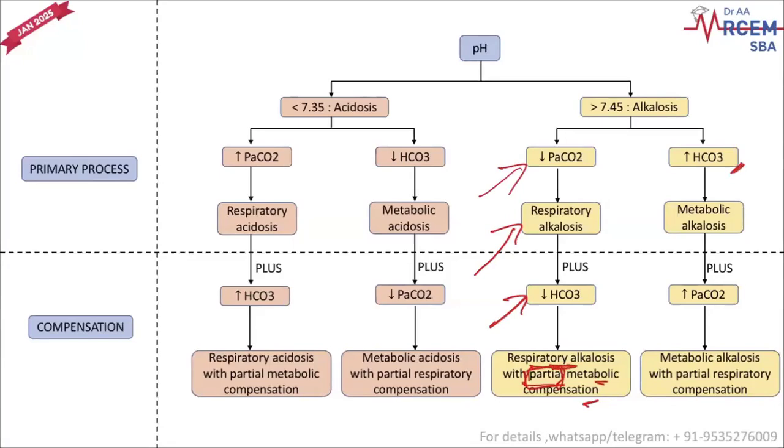If the bicarb is on the higher side, we call it a metabolic alkalosis. Along with this, if the PaCO2 values are on the higher side, we call it a metabolic alkalosis with partial respiratory compensation. Again, partial is the important term you need to remember. Everywhere it is partial, partial, partial.